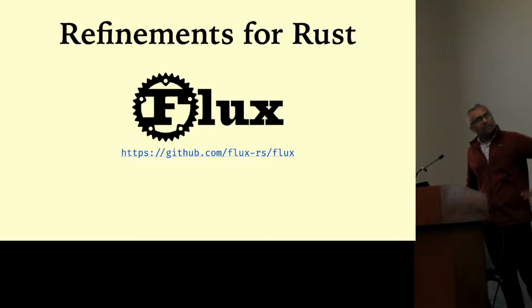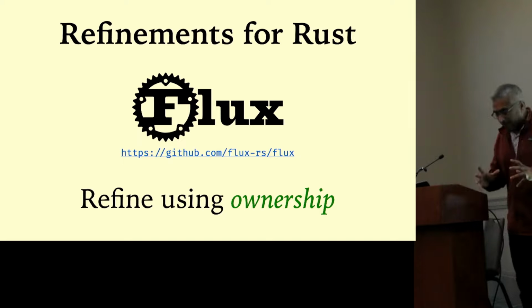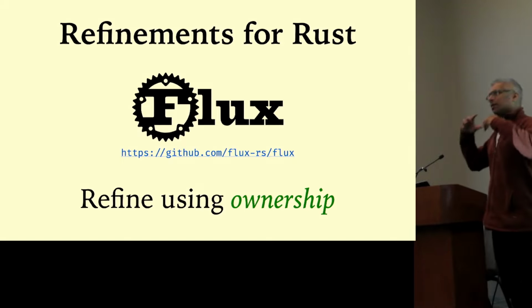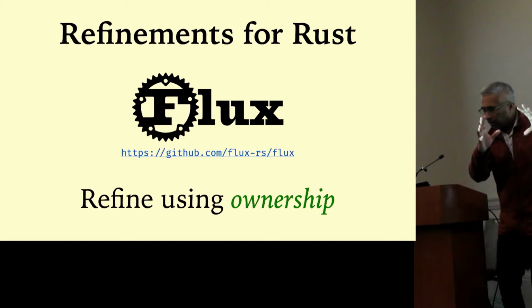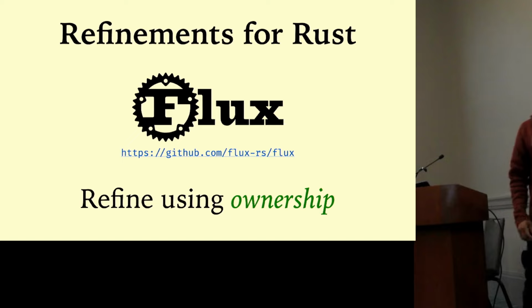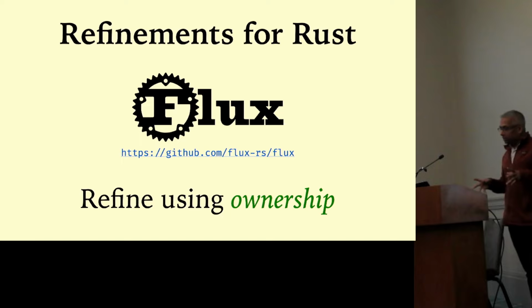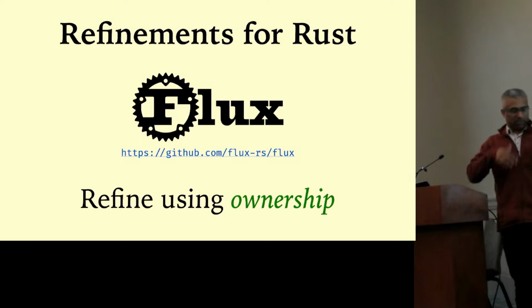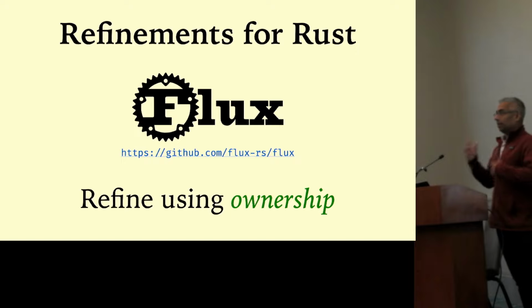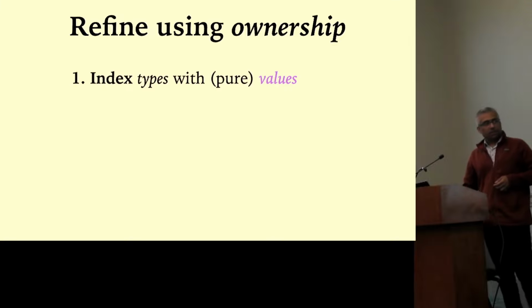Okay, so we've been building this system called Flux. And the key idea in Flux is that you can make refinements, which, if you think about type systems, work very nicely in a pure setting. In Rust, the key notion is this idea of ownership. And what I hope to persuade you is that once you have ownership, refinements can come along quite nicely and in a very ergonomic fashion.